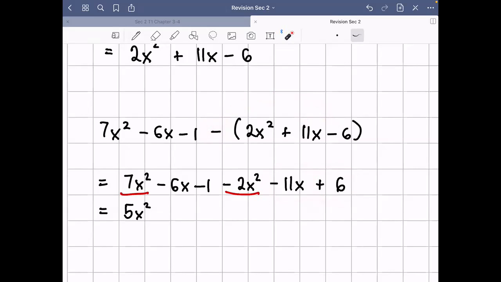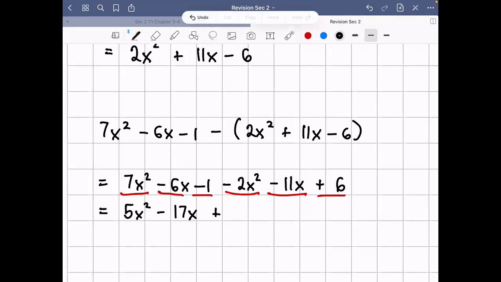So we get 5x squared from 7x squared and minus 2x squared. How about negative 6x and negative 11x? So what do we get? We get negative 17x. Wait, is it plus or minus? You add, but the sign is still negative, right? And then we have negative 1 and positive 6. So that gives you what? Plus 5. That's it. So this is your answer for number 3.